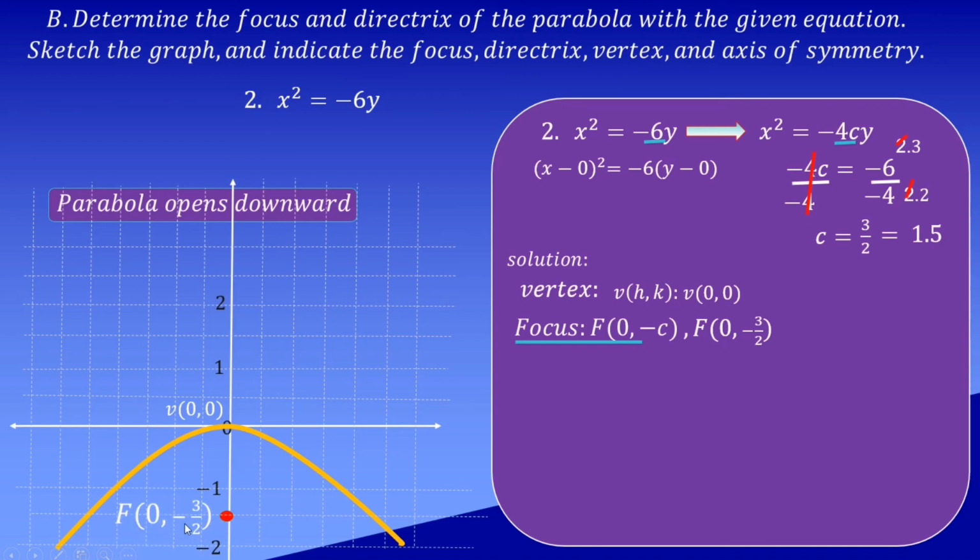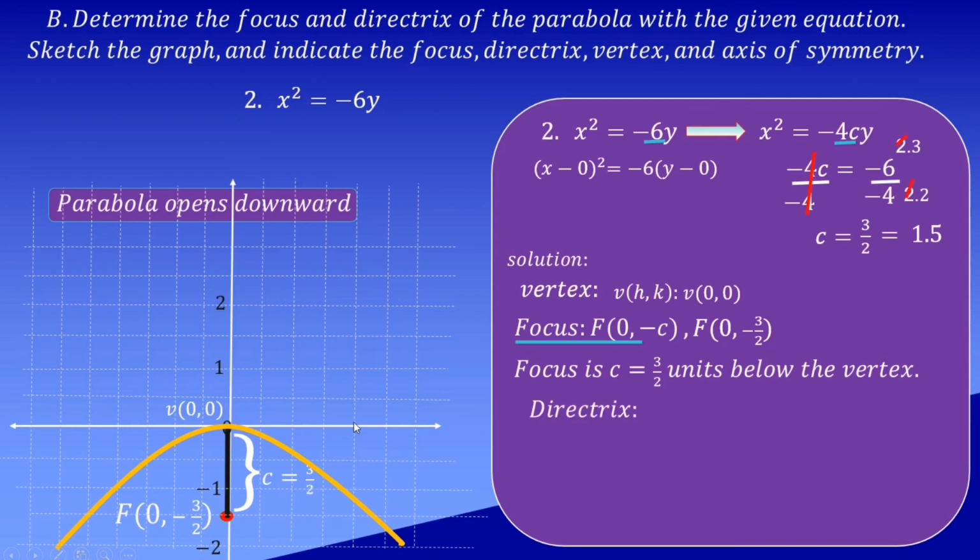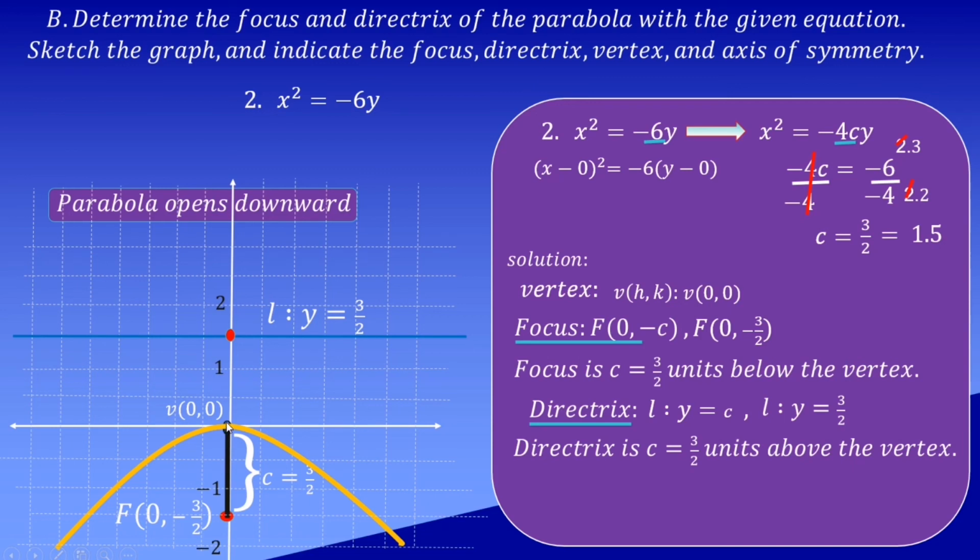So yan ang ating focus, and the distance from the vertex to this point on the focus is equal to c is equal to 3 halves or 1.5. At para sa ating directrix, so the line here, this is the opposite of the focus, that would be y is equal to c, magiging positive yung c natin, so y is equal to 3 halves or 1.5. So yan, i-plot natin, that is intersecting this line. The line here is y is equal to 3 halves. So ang distance nito from the vertex to this point is also 3 halves. Okay, that is above the vertex.